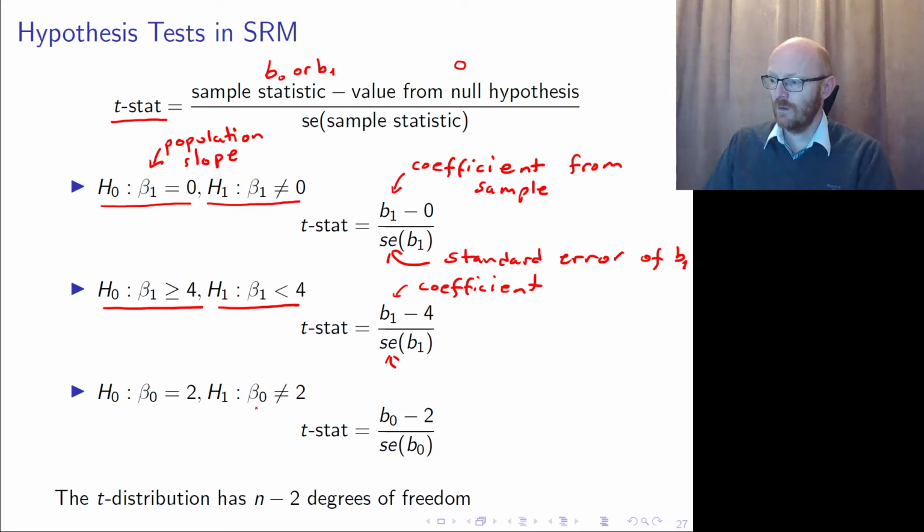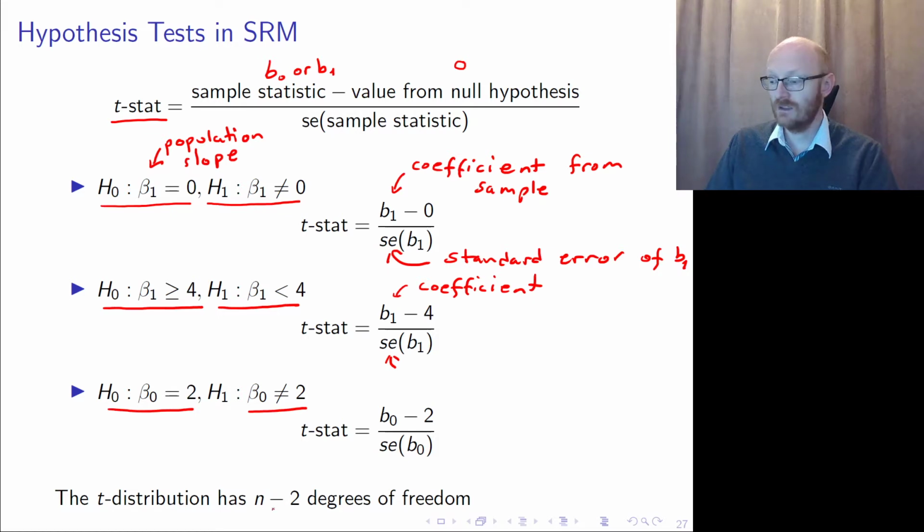Okay, and likewise you could have a two-sided test, whether or not the intercept is different from 2, and the null hypothesis would be that you can't tell if it's different from 2 or not. So the t-stat would then be the beta 0 or b0 minus 2 divided by the standard error.